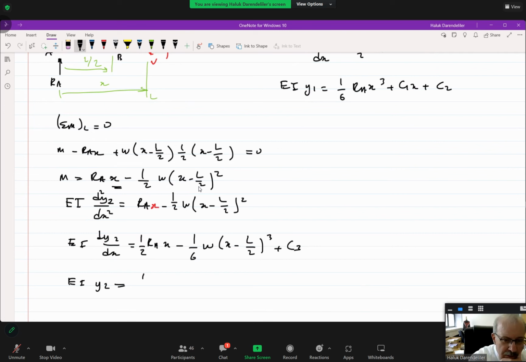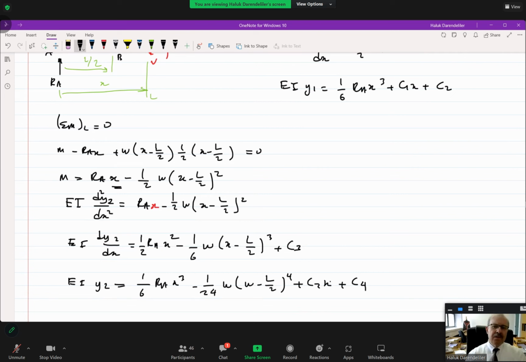This is 1 over 2 RA X squared. So 1 over 6 RA X cubed minus 1 over 24, 1 over 2 W times X minus L over 2 to the power 4, plus C3 X plus C4. Now, we have done this in the previous problems also. There is nothing new here, okay? We found the equation of the curves by integrating the moment after writing it in terms of x.